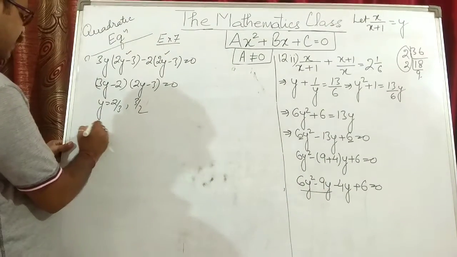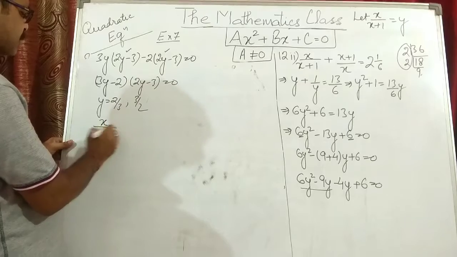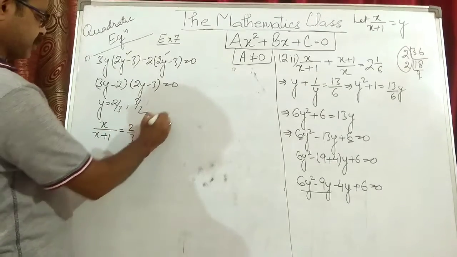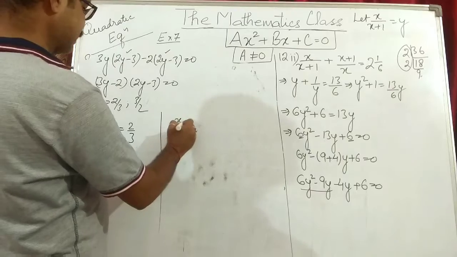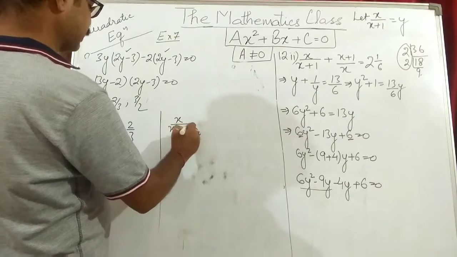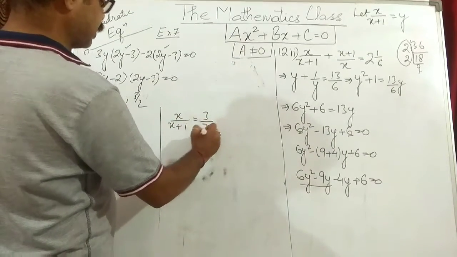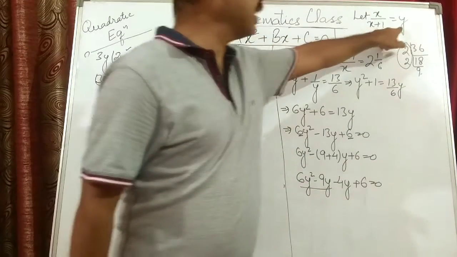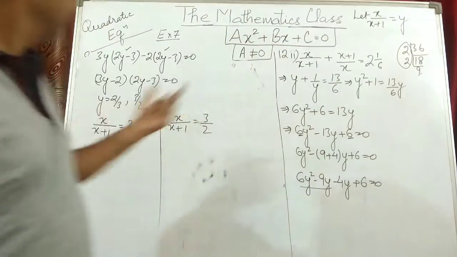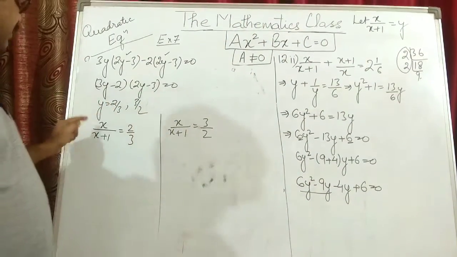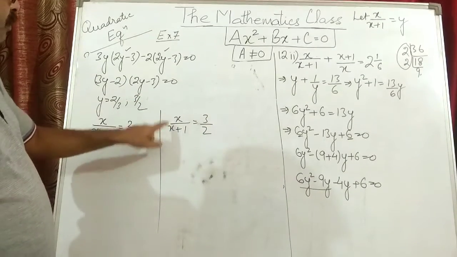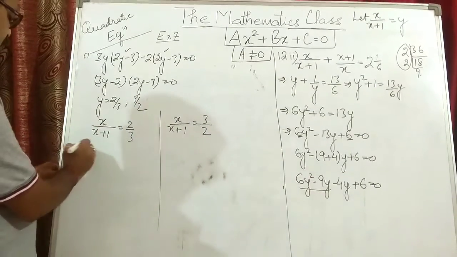What was y? y was x upon x plus 1, which is equal to 2 upon 3 in the first case, and in the second case x upon x plus 1, that was y, is equal to 3 upon 2. What we have done is substituted the value of y as x upon x plus 1 in the final value. So x upon x plus 1 is once 2 upon 3, and x upon x plus 1 is equal to 3 upon 2. Now you can solve it.